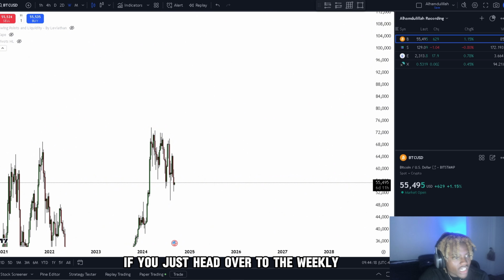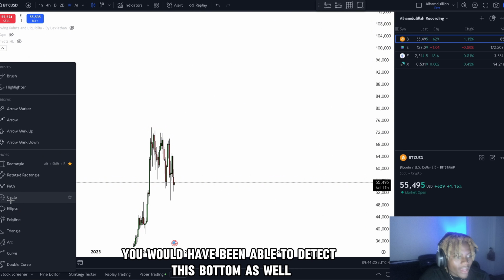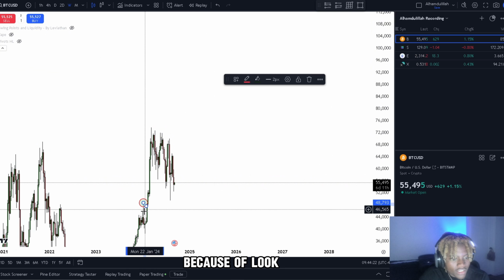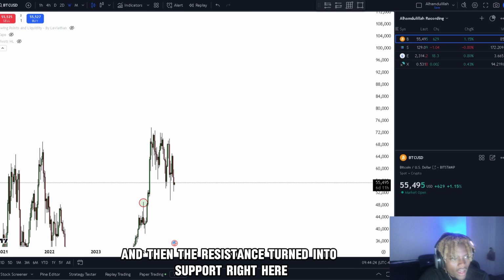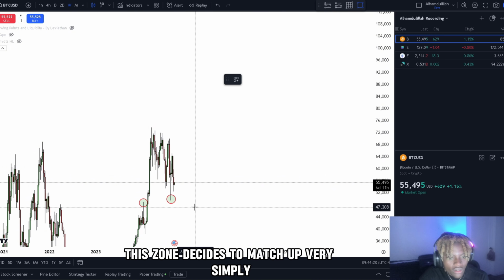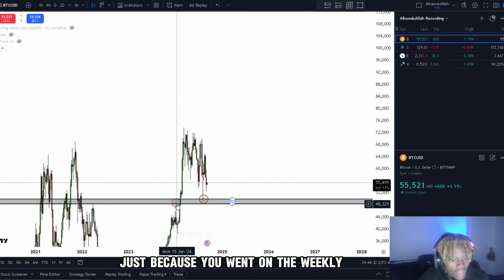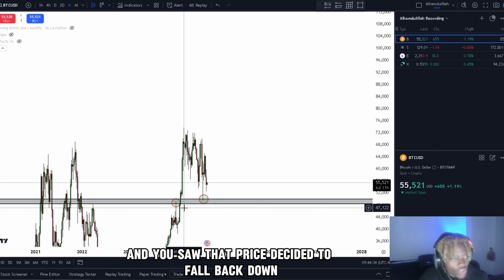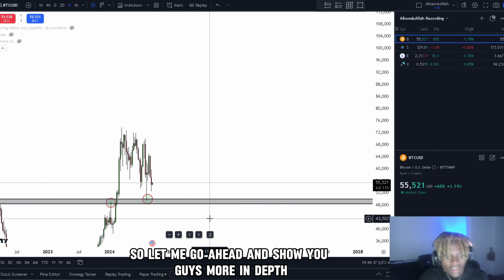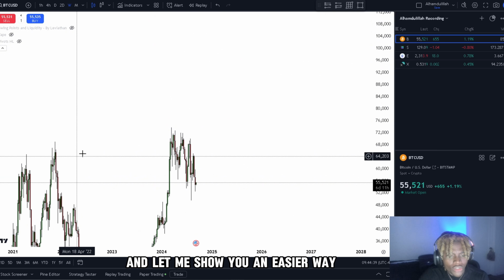As you guys can see here, if you just head over to the weekly, you would have been able to detect this bottom as well, because look at the resistance right here, and then the resistance turned into support right here. And as you guys can see, this zone decides to match up. Very simply, just because you went on the weekly, understood this key resistance point here, and you saw that price decided to fall back down. So let me go ahead and show you guys more in depth, and let me show you an easier way.